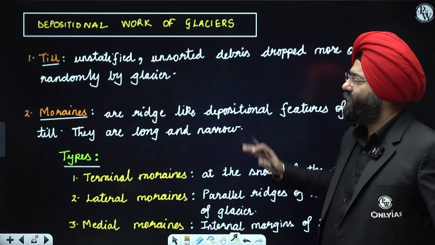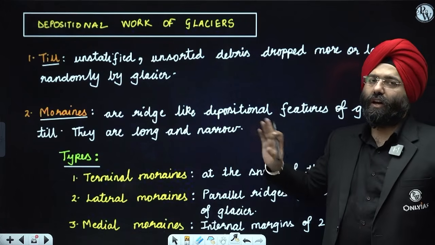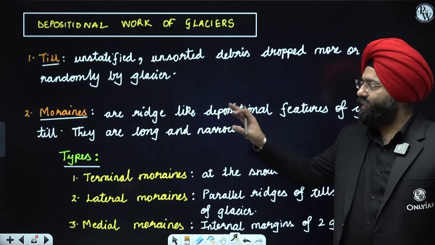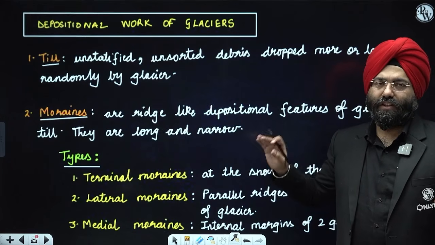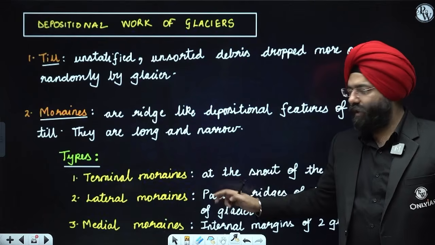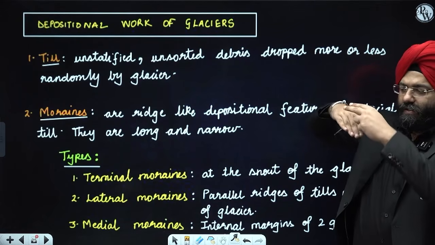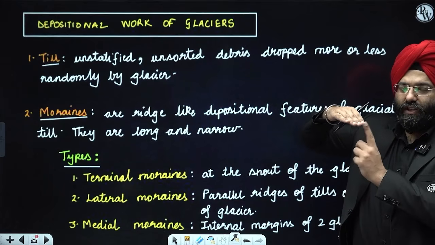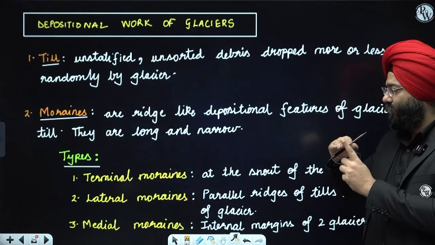Now, moraines are ridge-like depositional features of the glacier, and they are long and narrow. This is more specific because these are ridge-like structures of the deposits that were made by the glacier. These are of three kinds. That is why they have been asked also. Terminal moraine is at the snout, or the mouth of the glacier. Let us say this is the glacier; the deposit at the mouth, or snout, or the nose of the glacier is known as the terminal moraine.